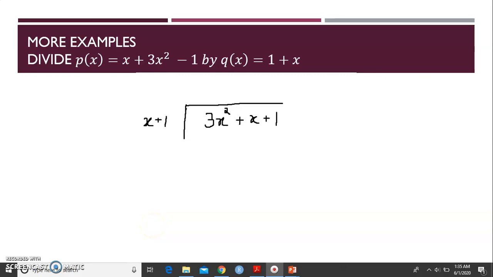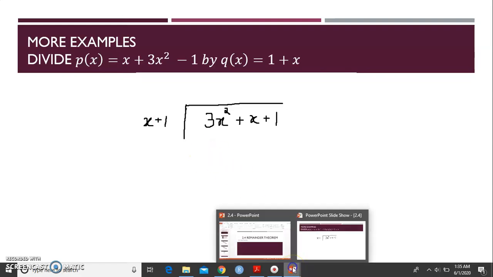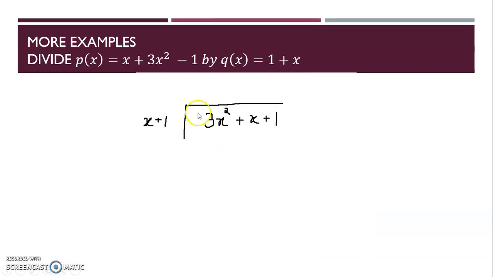Okay, so now let us look at more examples of division of polynomials. So first we have divide p of x by q of x. The first polynomial p of x is x plus 3x square, and the second x plus 3x square minus 1, and we have to divide it by 1 plus x.